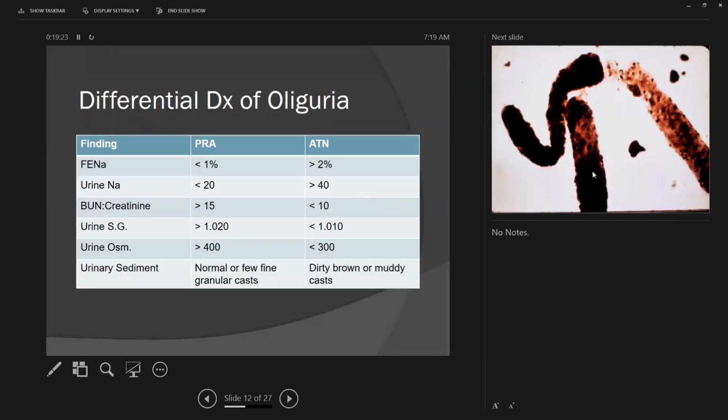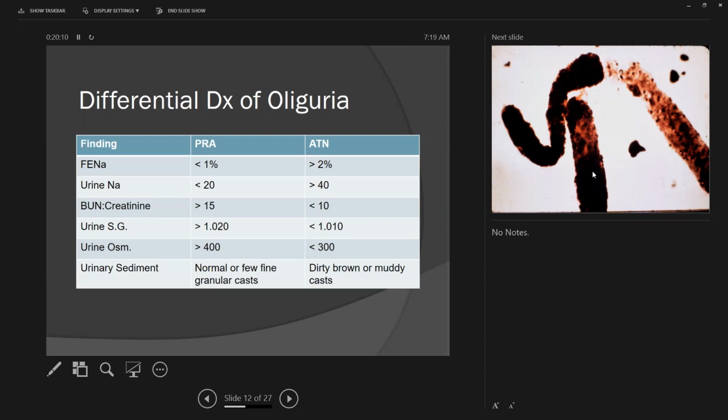Okay, now we'll get a little more clinical. So your patient is oliguric, not making very much urine. What are the things you do to determine whether or not they have pre-renal azotemia versus ATN? Well, their fractional excretion of sodium. If it's less than 1%, that's generally pre-renal azotemia. Greater than 2%, that's generally ATN. But look, there's a big space in there, 1 to 2%, that you have to figure out from your clinical acumen. Urinary sodium less than 20 is usually pre-renal azotemia, greater is usually ATN.